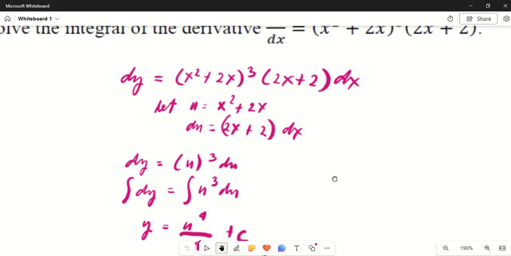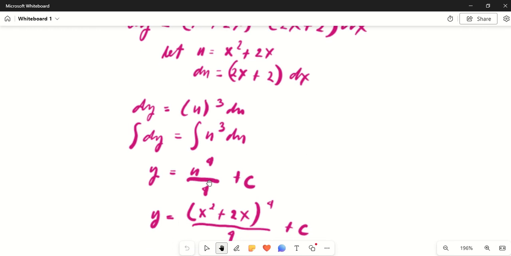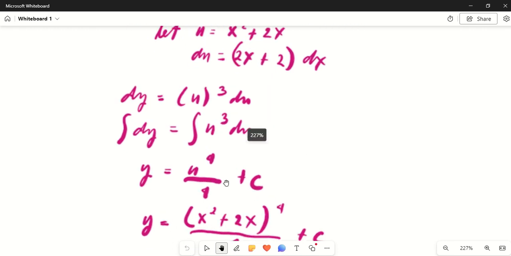Then after that, we can now take the integral of both sides. So here we have the integral of dy, and that's equal to the integral of u raised to the third power du. We can apply the basic integration technique. So the integral of dy definitely is y. The integral of u raised to the third power du is equal to u raised to the fourth power all over 4 plus the arbitrary constant c.